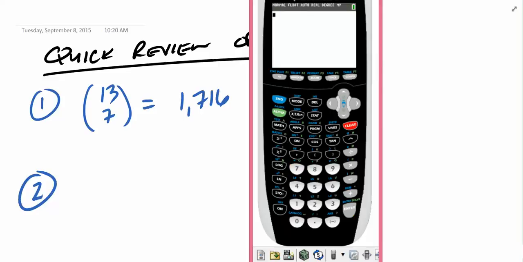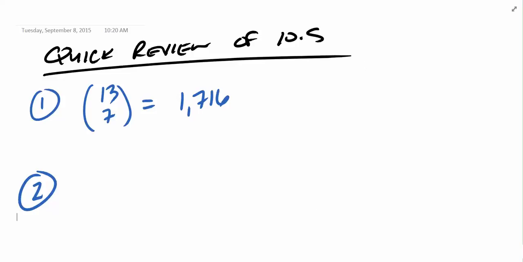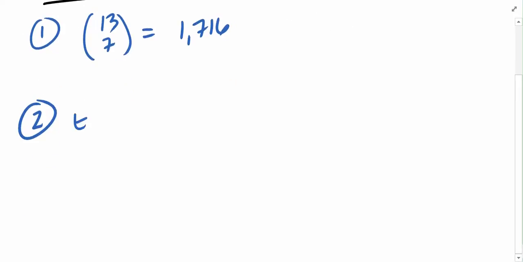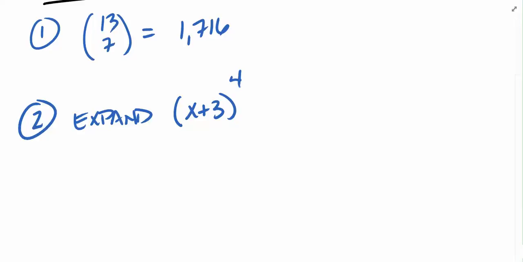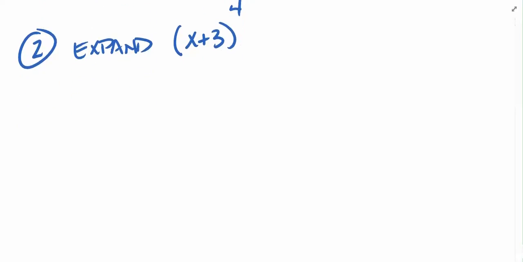Okay, second type of problem is a basic one, so I want us to be able to expand by using the binomial theorem. I want us to expand (x + 3)^4. This is a very typical first level type of question for the binomial theorem. Expand (x + 3)^4. How many terms are we going to have in the expansion of (x + 3)^4?